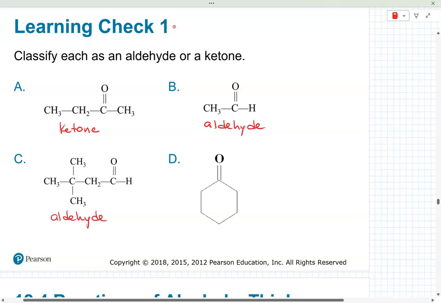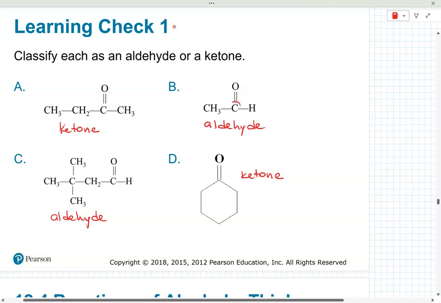D ketone. Questions about this classification here? Can you explain why B and C are aldehydes? B and C? Yes. So take a look. Since it's recording, I'm going to repeat your question. So the question is why B and C are aldehydes.